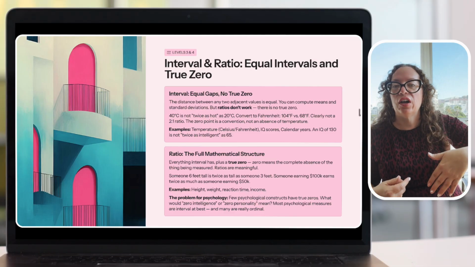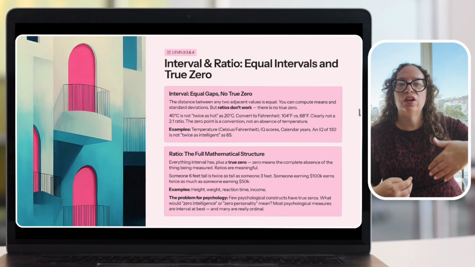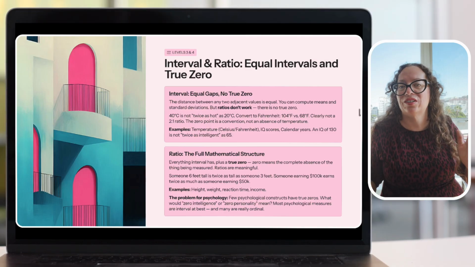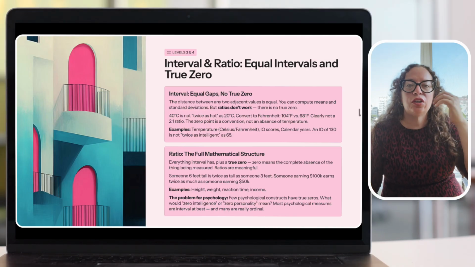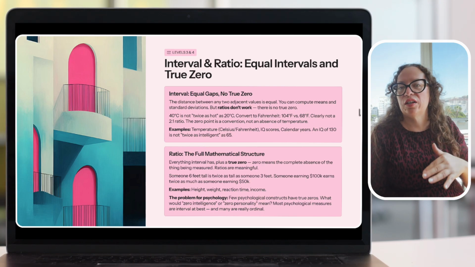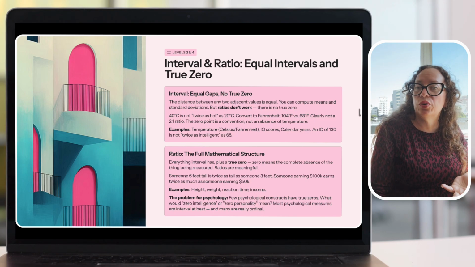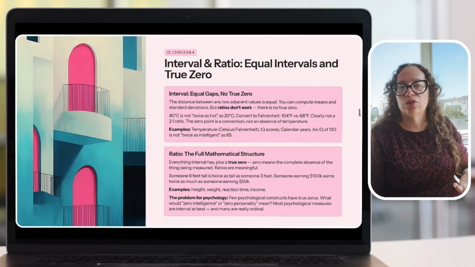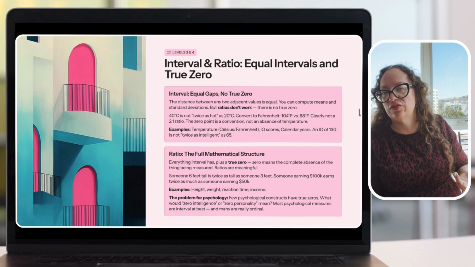You can't say 40 degrees Celsius is twice as hot as 20, because it's not. To see this, convert to Fahrenheit. 40 Celsius is 104 Fahrenheit. 20 Celsius is 68. Is 104 twice 68? No. Okay. So IQ scores are typically treated as interval. The distance between 100 and 115 is the same as 115 to 130, 15 points, but there's no true zero. An IQ of 0 doesn't mean no intelligence. And you can't say an IQ of 130 is twice as intelligent as 65.